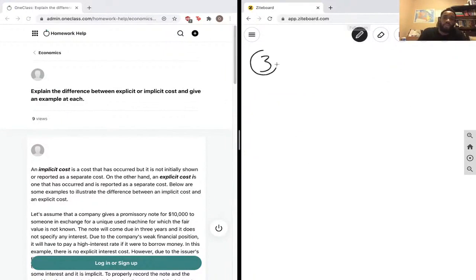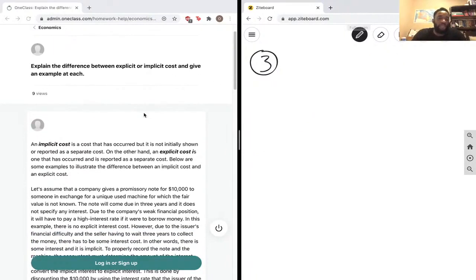Question number 3. Explain the difference between explicit and implicit cost. Give an example of each. An implicit cost is a cost occurred but is not initially shown or reported as a separate cost. On the other hand, an explicit cost is one that has occurred and is reported as a separate cost. Below are some examples to illustrate the difference between implicit and explicit costs.